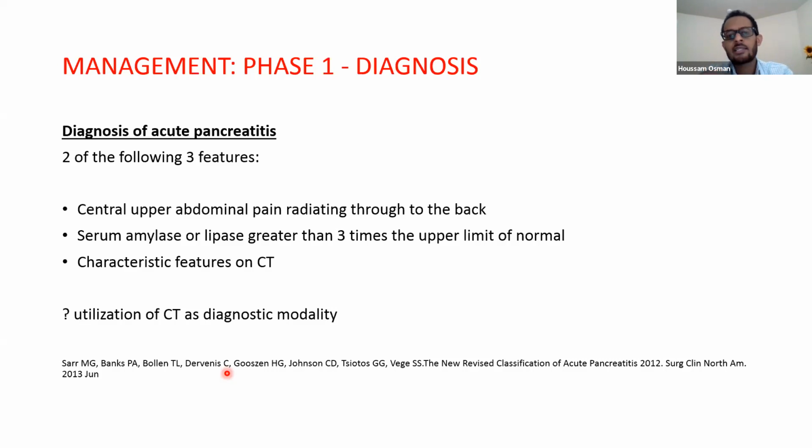Okay. The revised Atlanta classification wants us to use 2 of the 3 following features to diagnose pancreatitis. One, classic pain, which is central abdominal pain radiating to the back. Second, serum amylase or lipase greater than 3 times the upper limit of normal. Third, characteristic features on CT scan. Any 2 of the 3 will make the diagnosis of acute pancreatitis.